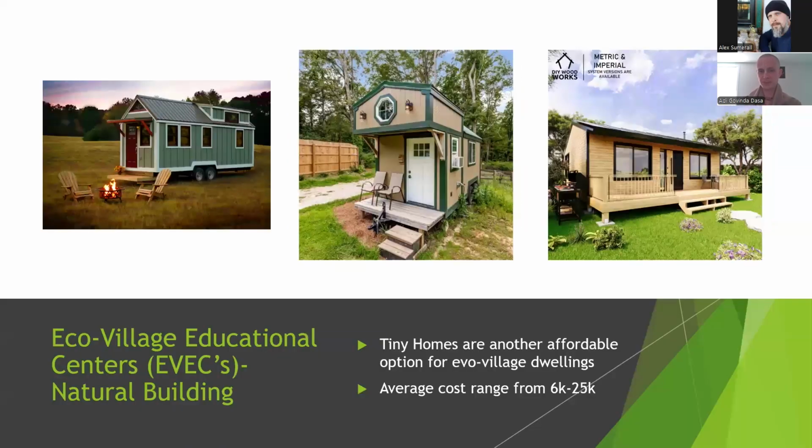It's another example of natural building, a tiny home made out of wood, a cost-effective dwelling, a price range between 6,000 to 25,000. They can get even bigger than that, or even more expensive than that. But these are a nice range, a modest living arrangement that's often found in eco-villages throughout the country and throughout the world.